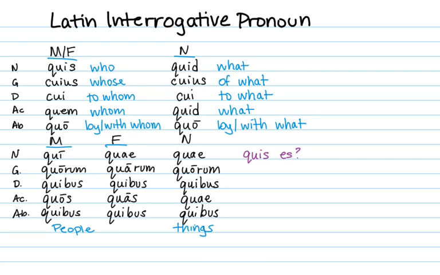So for a sample sentence, quis es, we're talking about people, who are you, so we use the masculine feminine form. In the sample sentence, quid agis, literally, what are you doing, we use the neuter. This phrase, quid agis, really comes to mean how's it going, instead of specifically what are you doing.